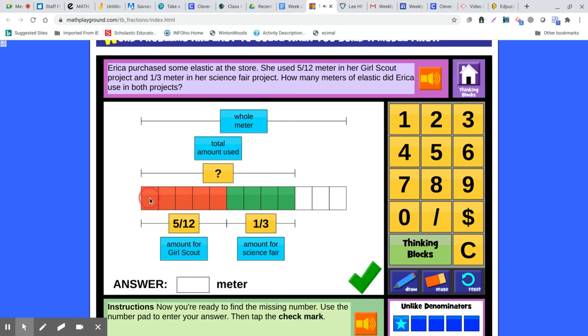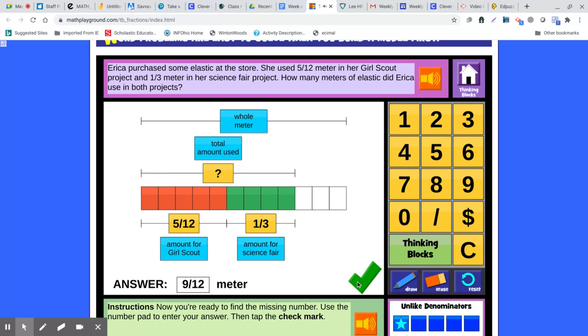All right, so 1, 2, 3, 4, 5, 6, 7, 8, 9 12ths. I think the answer is 9 12ths. What do you guys think? 9 is what's selected, and then how much is in one whole? 12 is in one whole. So 9 over 12, I think, is the correct answer.